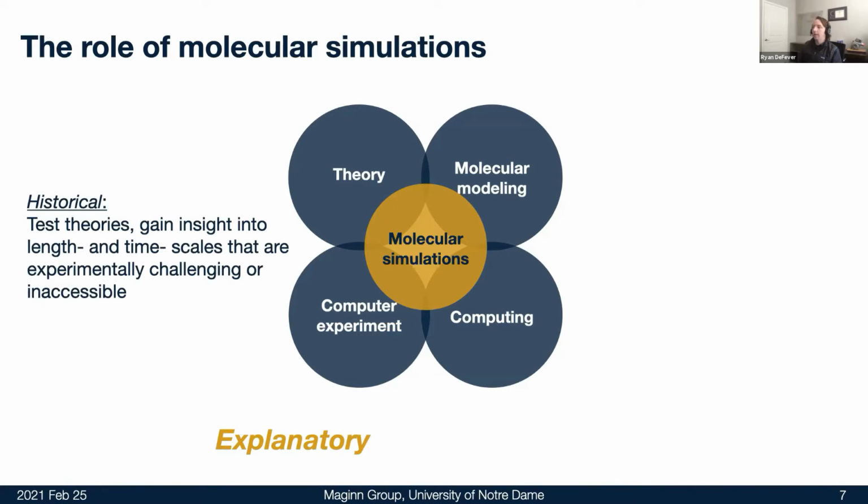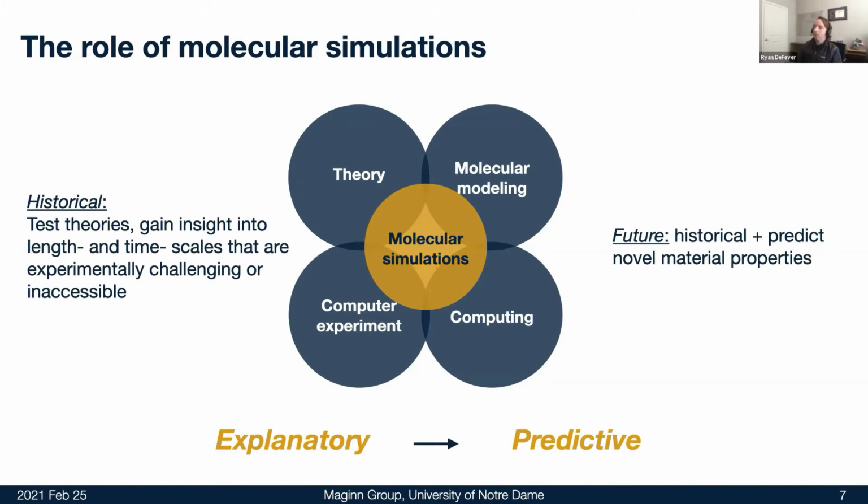And where I want to go, what I think is really interesting for the future, is moving into a predictive regime, where we're really talking about using simulations to predict the properties of materials that haven't been synthesized in the lab, and helping to use simulations to guide basically what experiments you're going to do next. To do this, we really need to evolve from this more explanatory regime into the more predictive regime. I do want to point out, everything we've used simulations for historically is still very valuable, and that's going to continue to be used going forward. But I'm really interested in this predictive aspect of simulations.